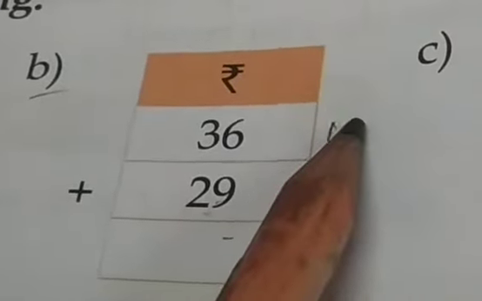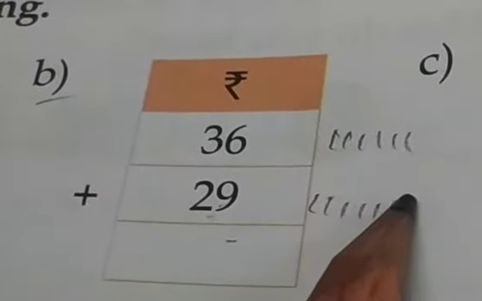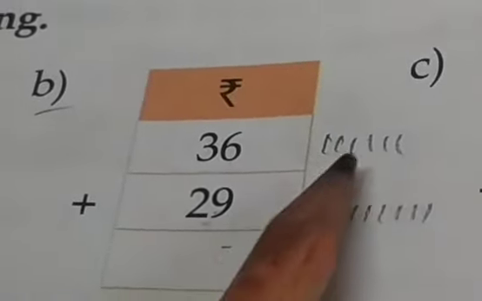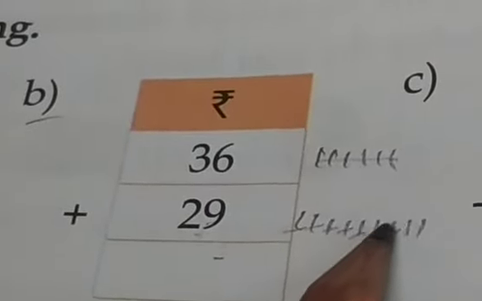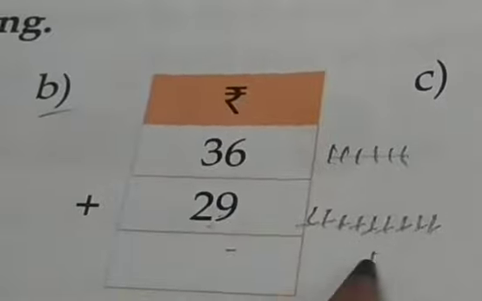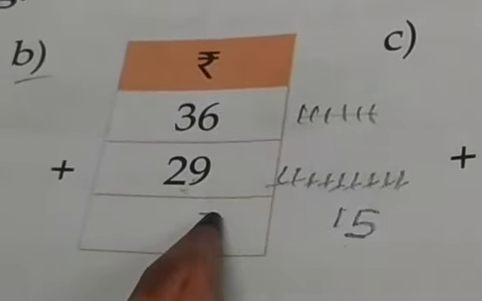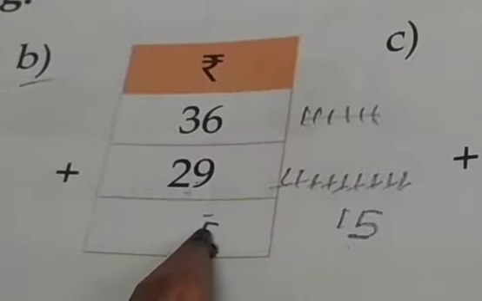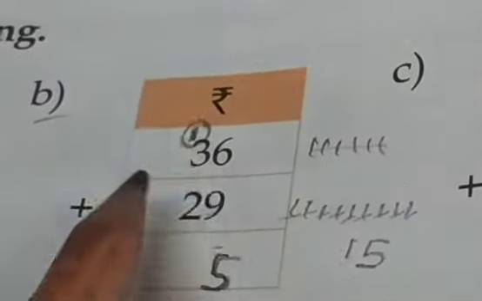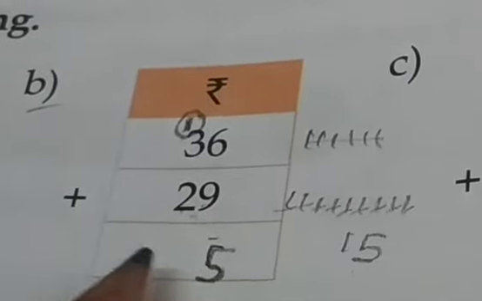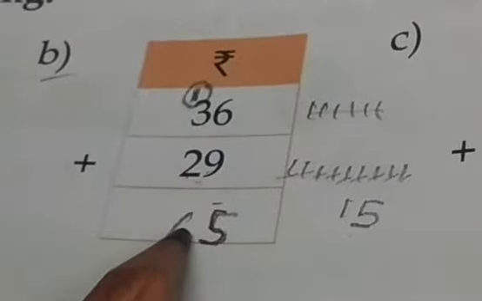Draw 6 lines, then plus 9 lines. So you need to add them together. 6, 7, 8, 9, 10, 11, 12, 13, 14, 15. So 6 plus 9 comes to 15, write it separately. Now 5 you have to write here, in the 1's place, and 1 you have to send as carry to the 10's place. Now 3 plus 2, 5 plus 1, 6. So 36 plus 29 makes 65.